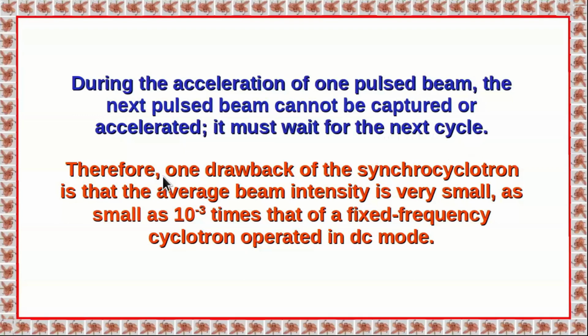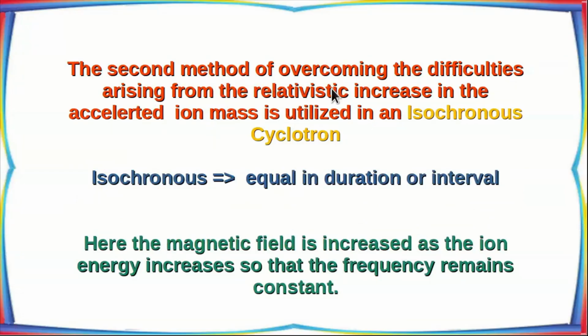That is natural. Therefore, one drawback of the synchrocyclotron is that the average beam intensity is very small, as small as 10 raised to minus 3 times that of a fixed frequency cyclotron operated in DC mode. The second method of overcoming the difficulties arising from the relativistic increase in the accelerated ion mass is utilized in an isochronous cyclotron. Now what does isochronous mean? That means equal in duration or interval. Here the magnetic field is increased as the ion energy increases so that the frequency remains constant.